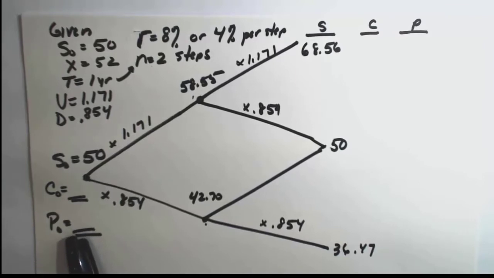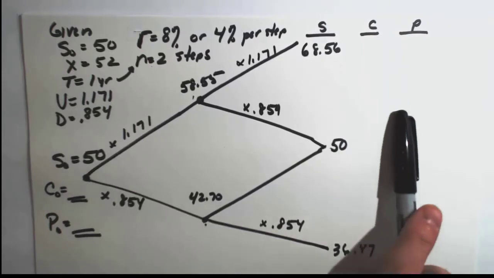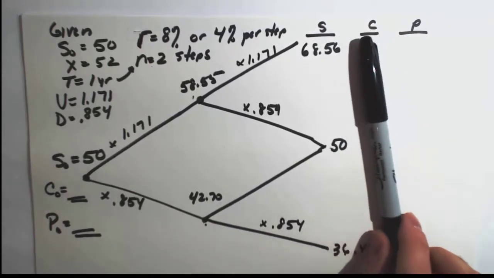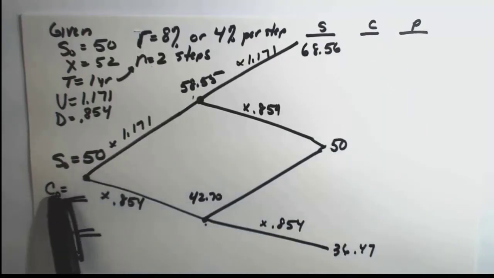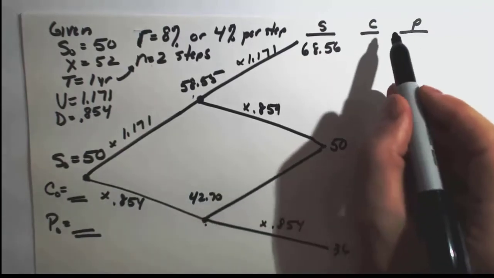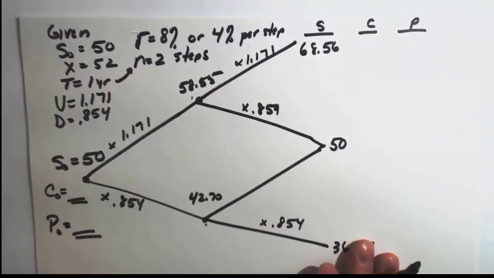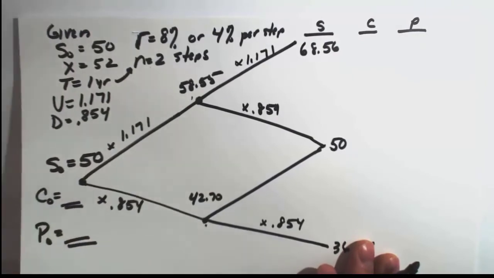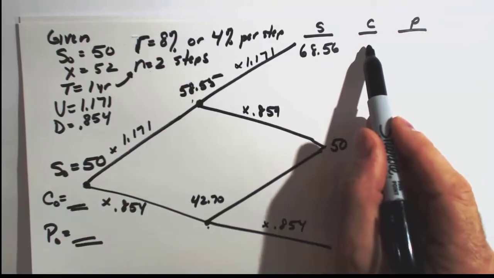And so let's start by figuring out what the value of the call should be at expiration, which is this column right here. And then we're going to work backwards through the tree to come up with the call price today. And so I'm going to try to keep this as clean as possible so I don't write all over it. Let me show you how to calculate the call value right here.